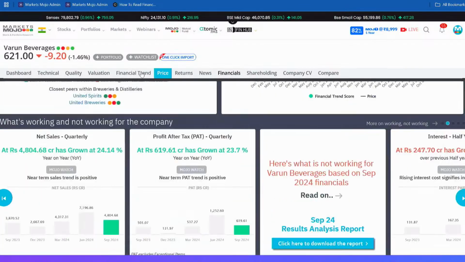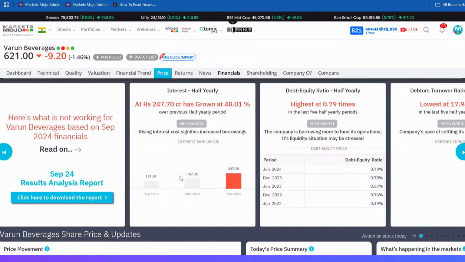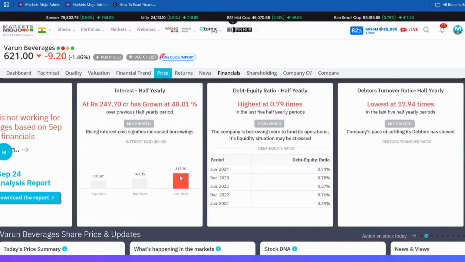But the financial trend doesn't just look at the top and bottom line, sir. There are a few things not working for the company. The interest has grown, which signifies increased borrowings. Debt is also at a higher level over here. The debtors turnover ratio is also higher over here.